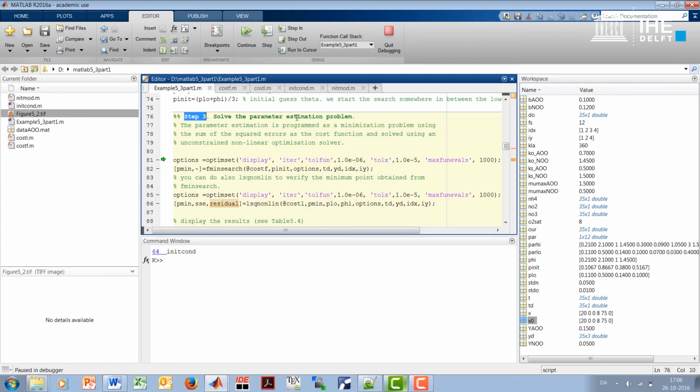The termination criteria for optimization is specified by the command options. For example, a typical termination criteria for the cost function is shown that corresponds to 1 times 10 to the power of -6. Next, the fminsearch solves the cost function by starting at the initial guess and using the selected data, td, yd, iy, and parameters idx.